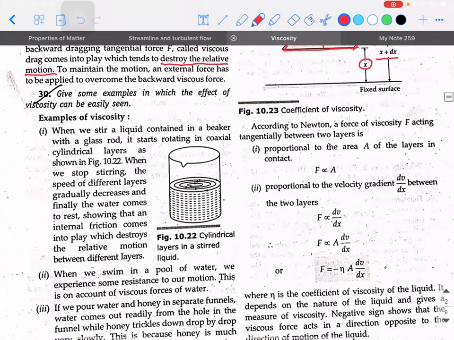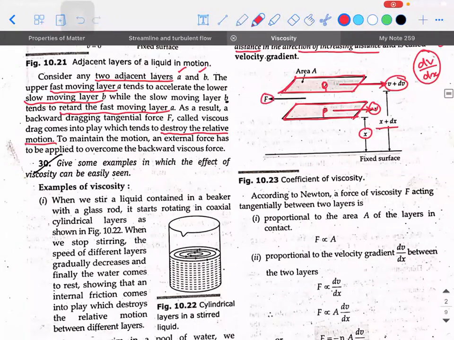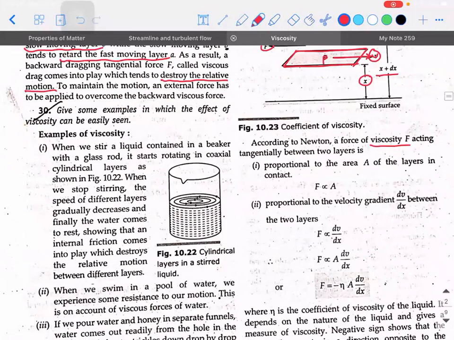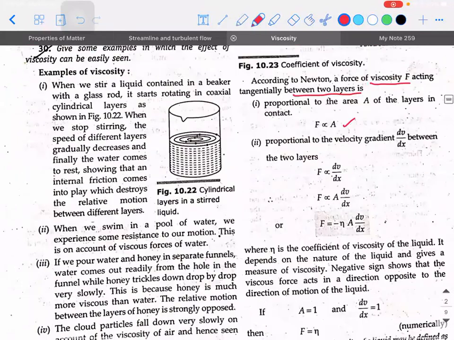So we know that resistive force will act in the opposite direction. According to Newton, the force of viscosity F acting tangentially between the layers is observed to be directly proportional to the area of the layers in contact. F is directly proportional to A, and it is also observed to be proportional to the velocity gradient, that is dV by dx. So when you combine the expressions, we can write F is directly proportional to A into dV by dx.